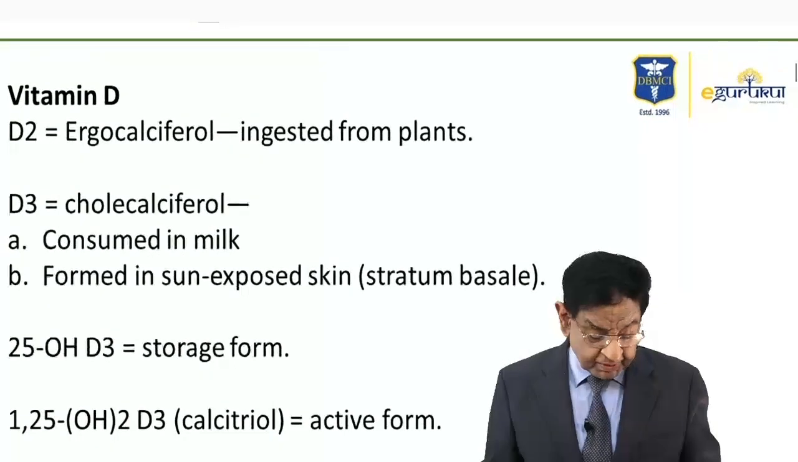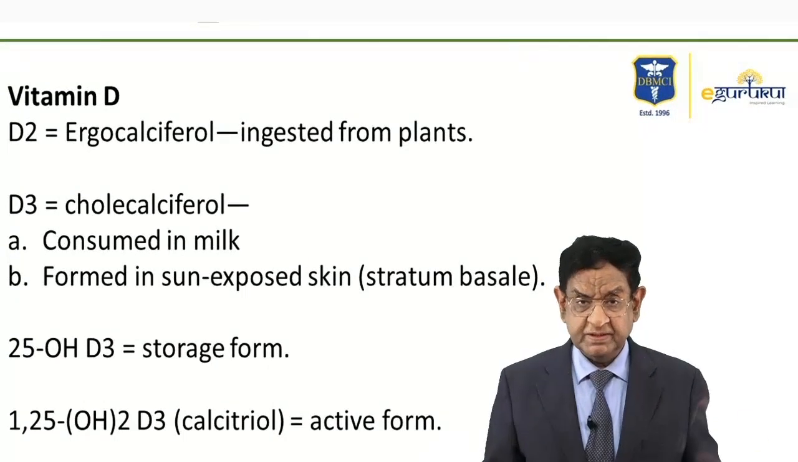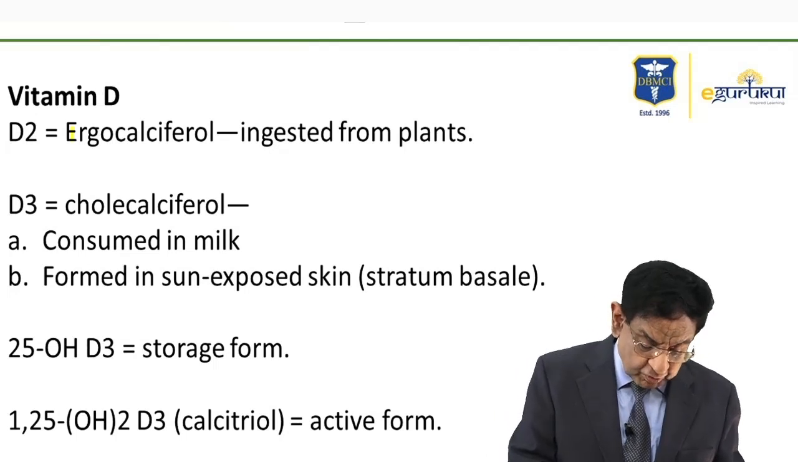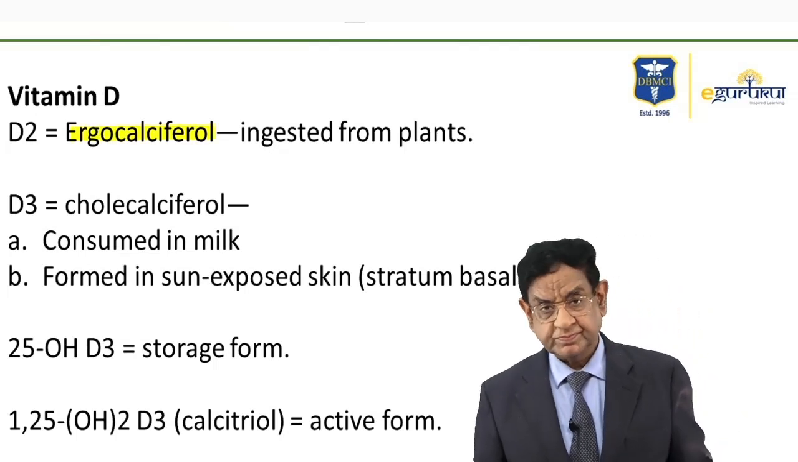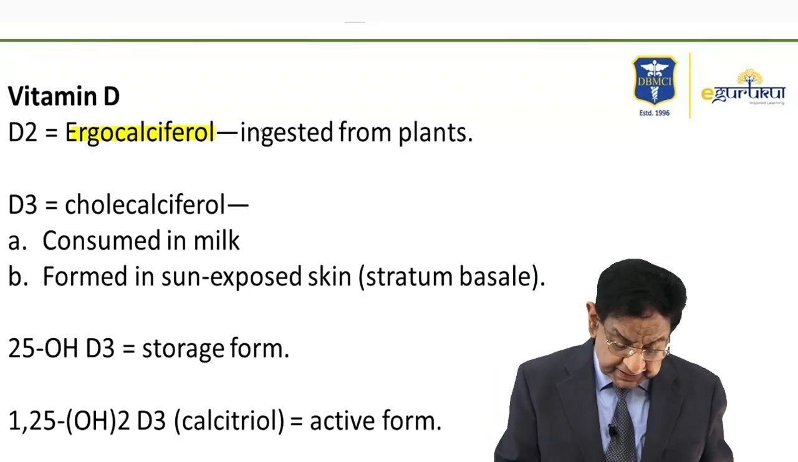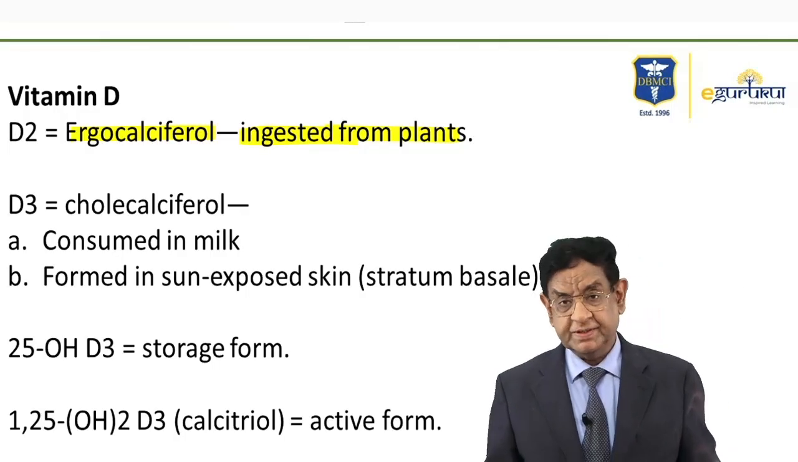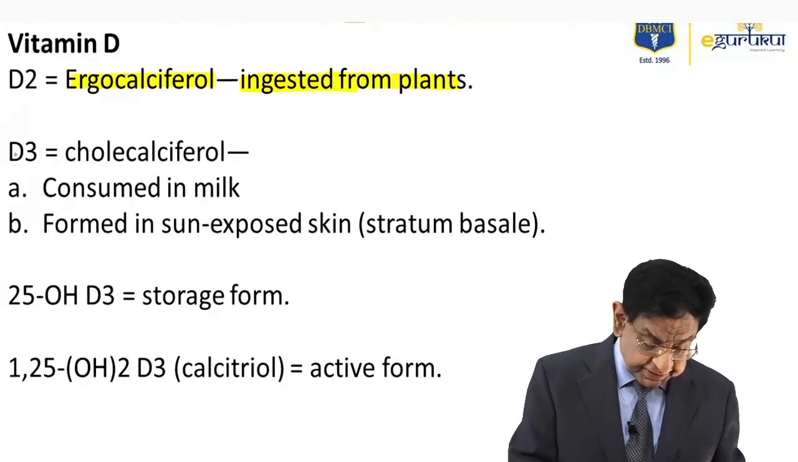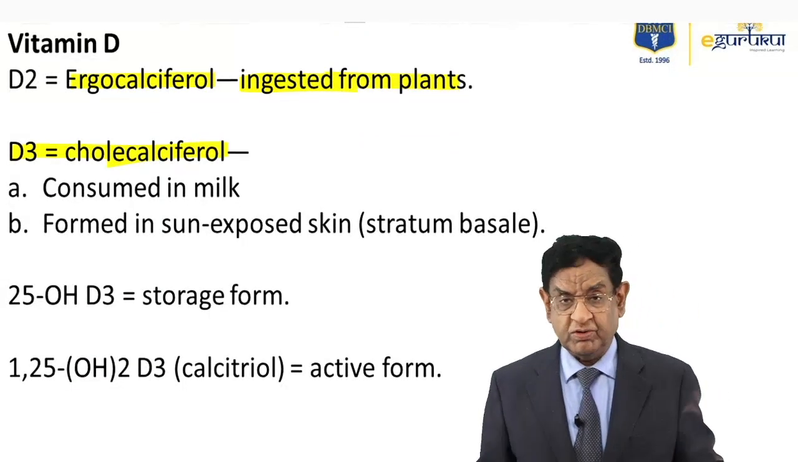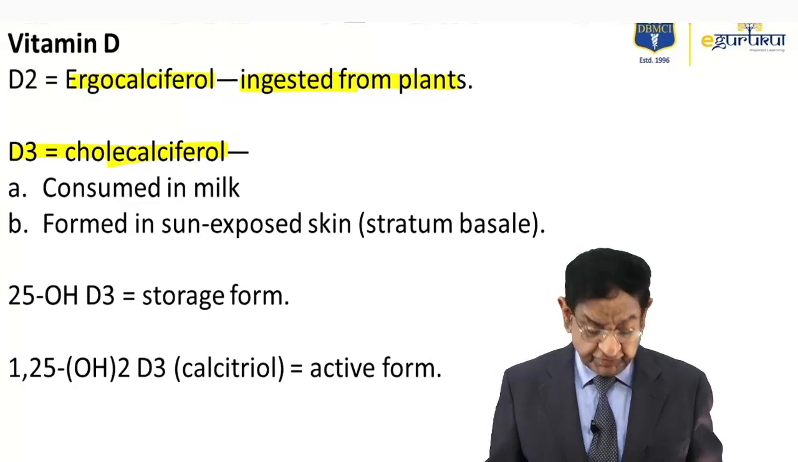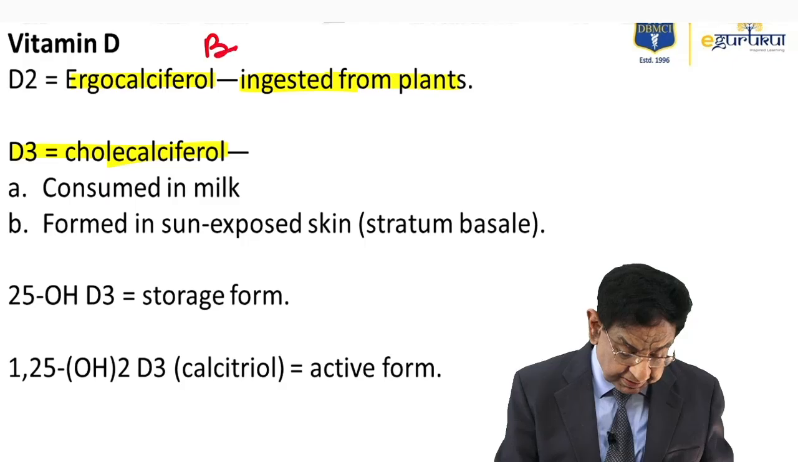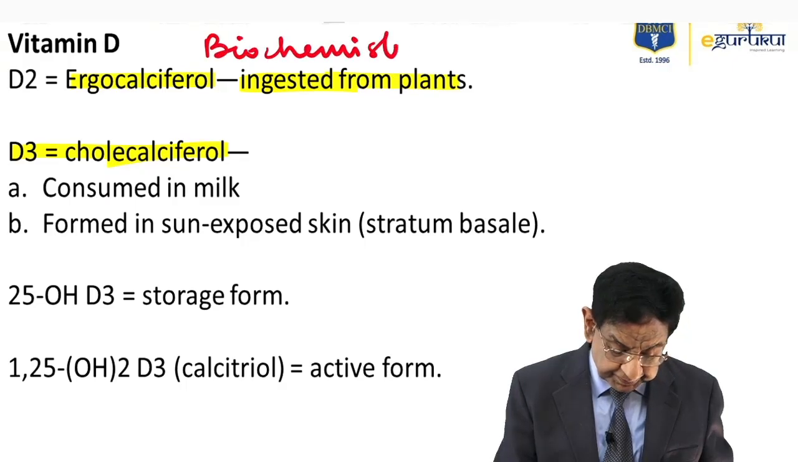Now let's talk about vitamin D, basic physiology. Vitamin D, we have D2. This is ergocalciferol, and it is ingested from plants. Point to be noted. Now D3. D3 is known as cholecalciferol. We are talking about the biochemistry of vitamin D. You can write down biochemistry of vitamin D.